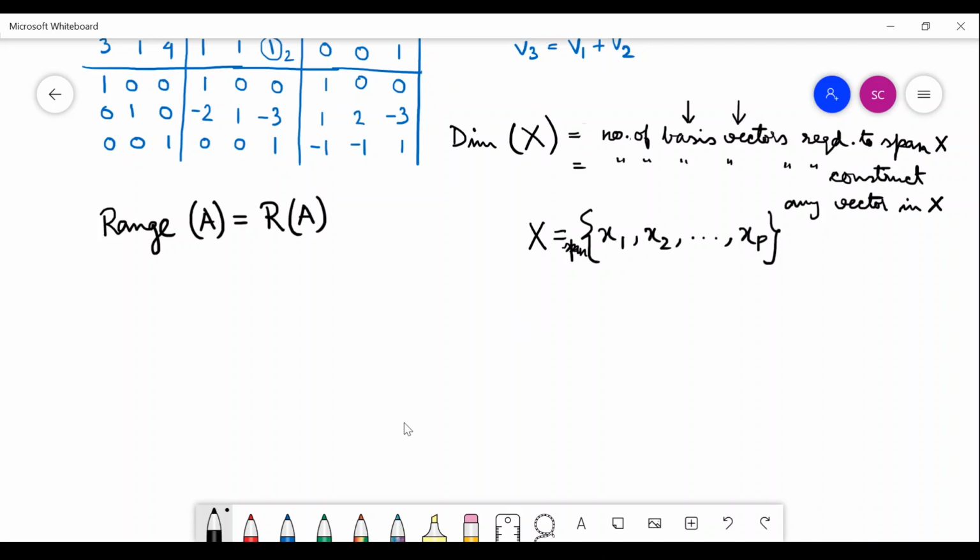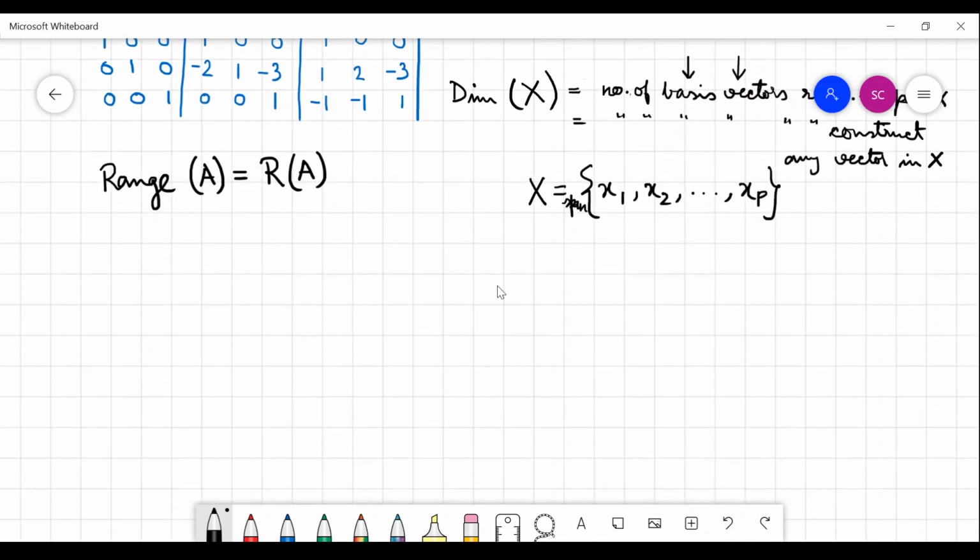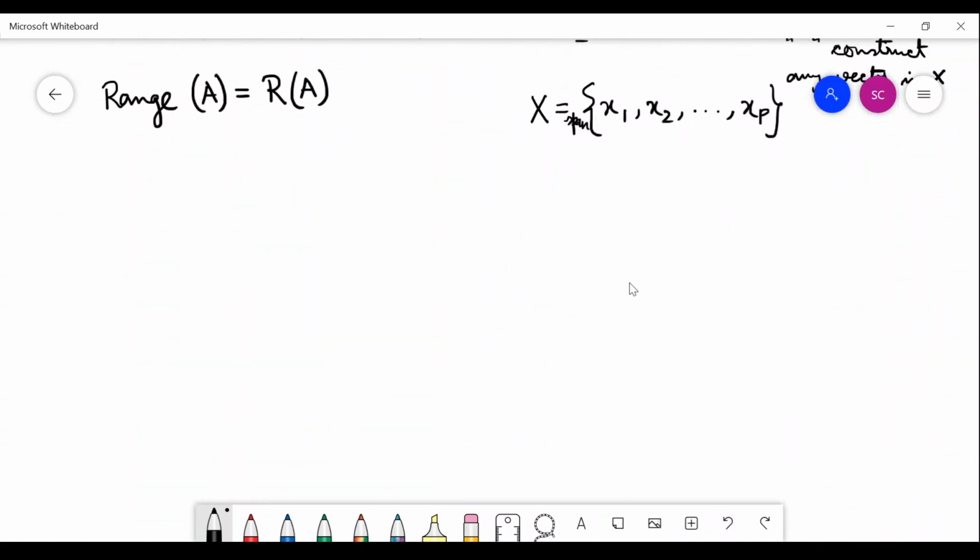So how do we find the range of A? To find the range of A, we have to find the span of the vectors which are forming the range space of A. They are forming the range space of A. So what is the range space? Geometrically, we should try to understand what the range space is. First, we would see the algebraic form.